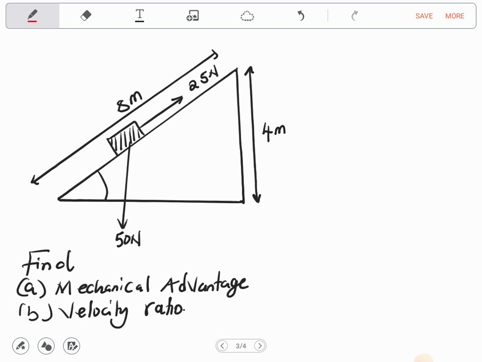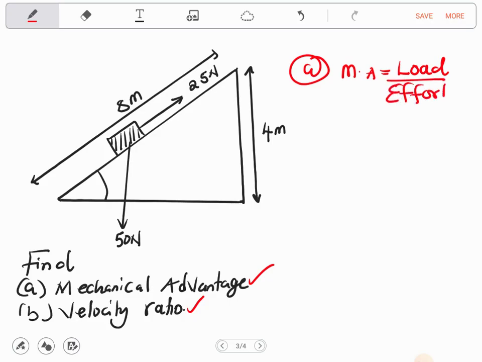First of all, we need to understand what these two terms mean. Firstly, when you talk of mechanical advantage, you're just talking about the ratio of the load to the effort. Okay, the ratio of the what? The load to the effort. This means, since this is a ratio, whatever answer you're going to find should not have units.